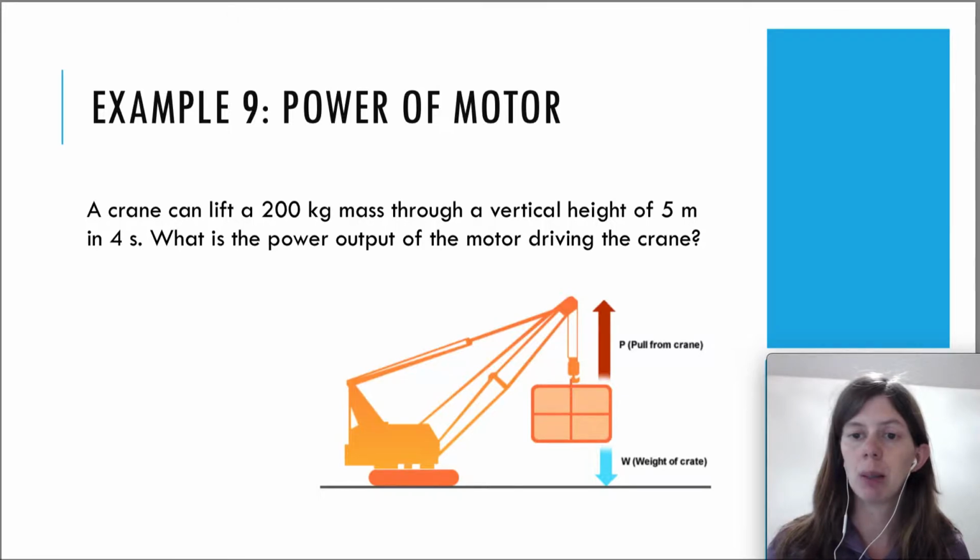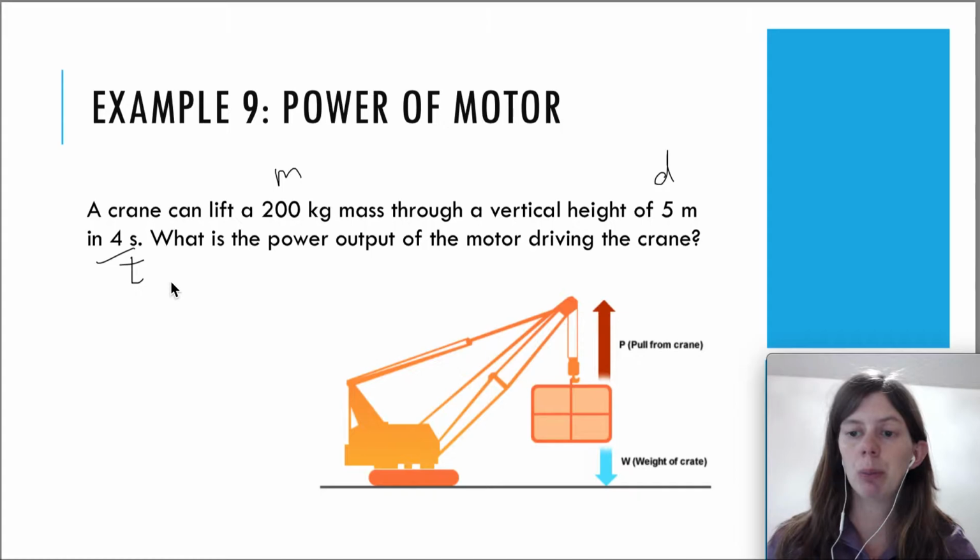Let's do one example. You'll find that this topic of power is going to be one of the easier topics. It's just going to be kind of a plug and chug thing. It's not a very detailed and long problem. So here we have a crane that can lift a 200 kilogram mass through a vertical height of 5 meters in 4 seconds. So we have the mass of 200 kilograms, the height or the distance here, 5 meters, and a time of 4 seconds.